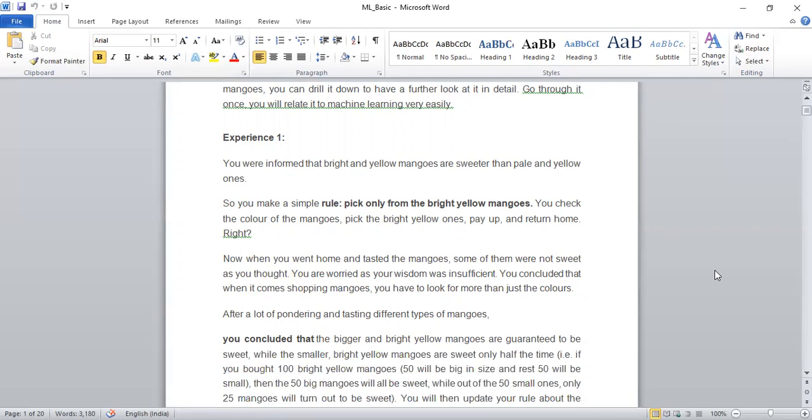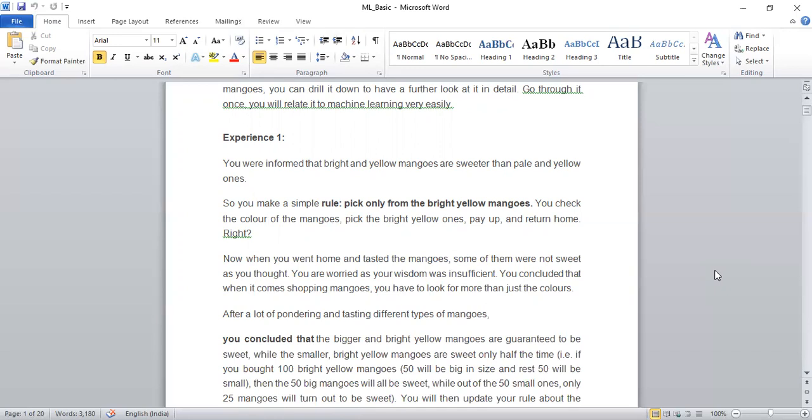Right? Now, when you went home and tasted the mangoes, some of them were not as sweet as you thought. You are worried as your wisdom was insufficient. You concluded that when it comes to shopping mangoes, you have to look for more than just the colors. So color is an attribute which you have considered for the first time, but now taste is another attribute which you have to consider.